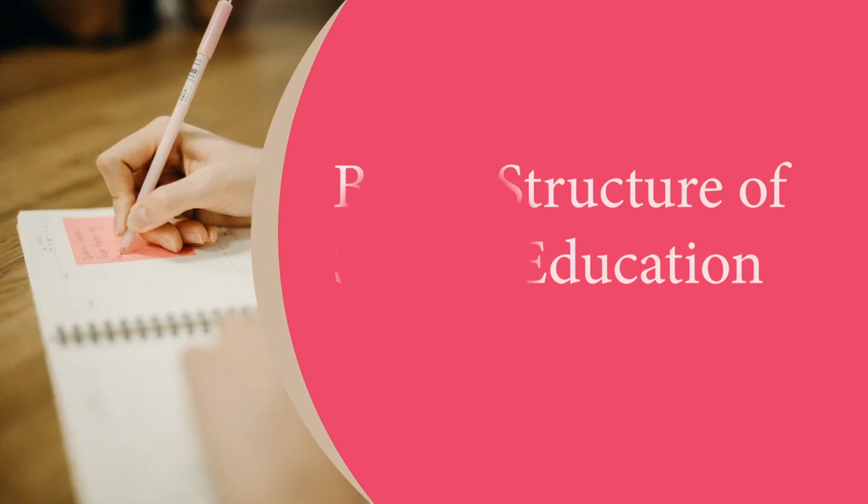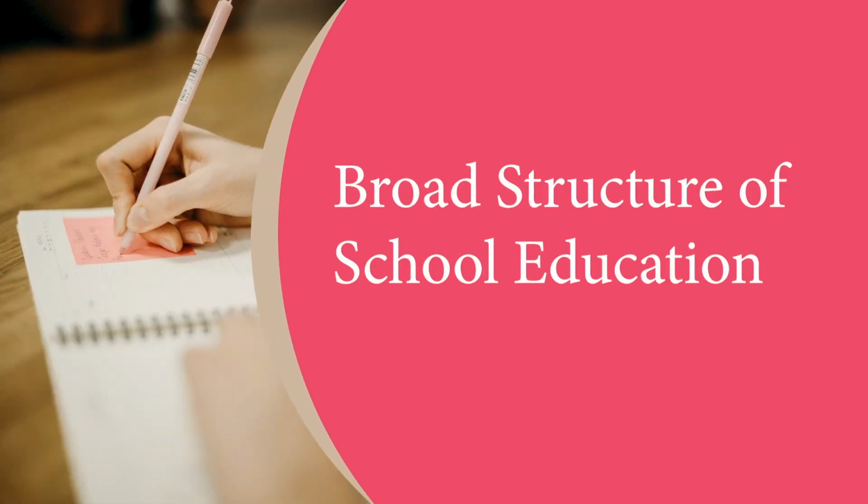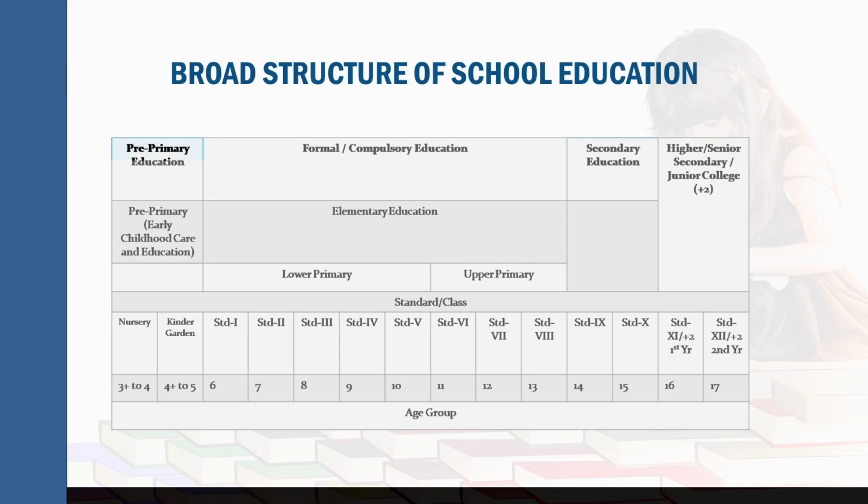So first, focus on the broad structure of school education in India. You might be visualizing it on your screen now. You see the broad structure of school education which is being practiced at this time: the first stage is called the pre-primary education or pre-primary stage, and second, the formal or compulsory education.